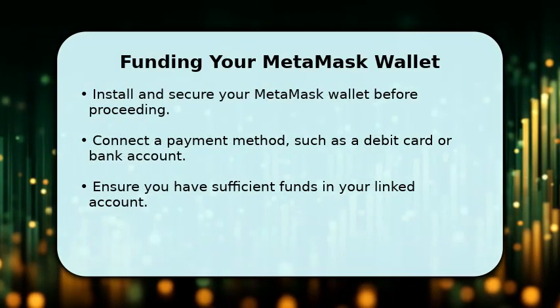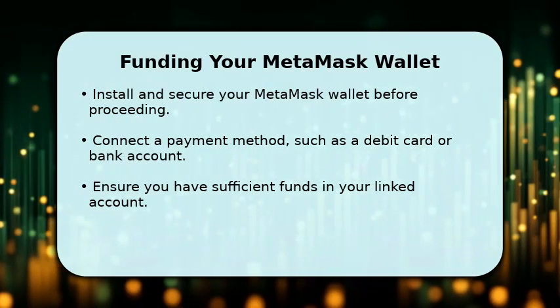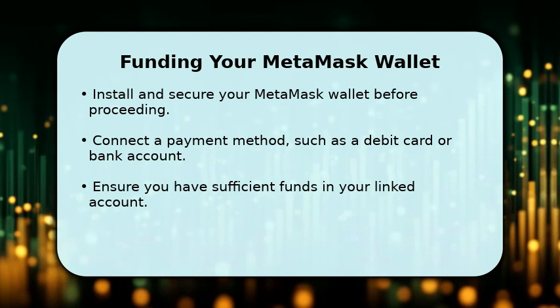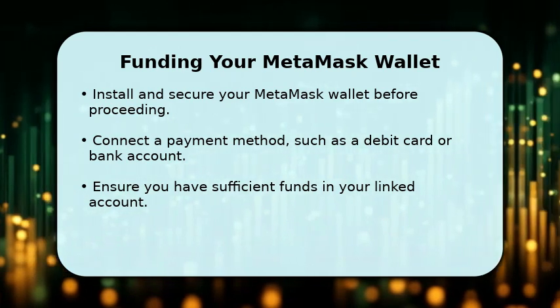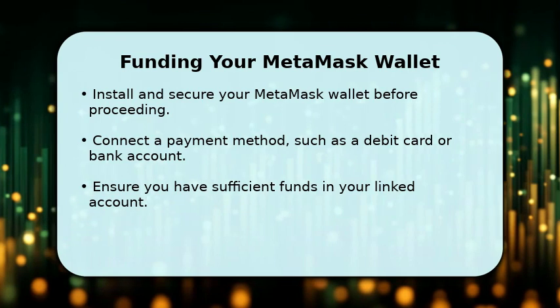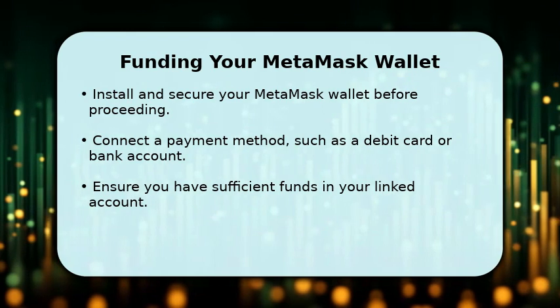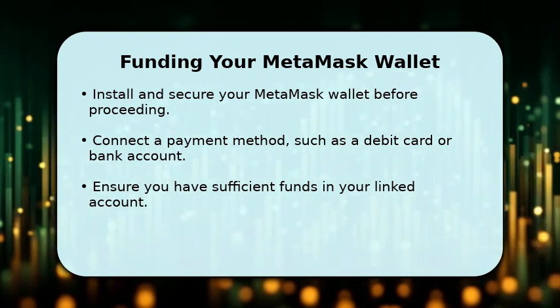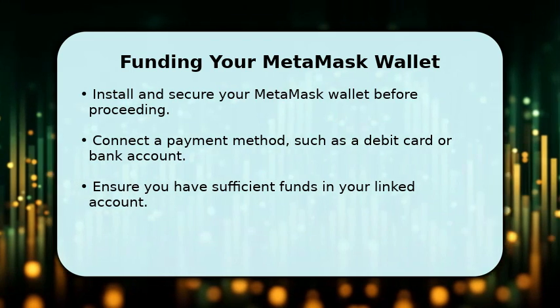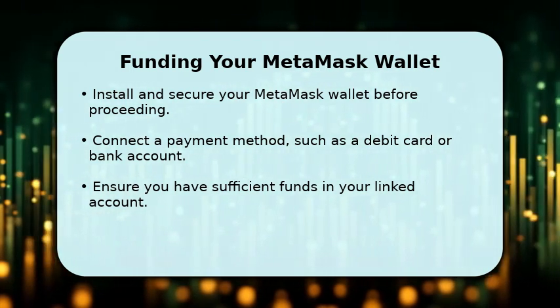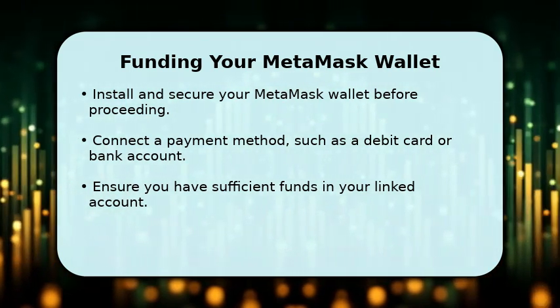To begin, open your MetaMask wallet and look for the Buy option. This feature typically allows you to purchase cryptocurrency directly using fiat currency. You'll be prompted to select a payment provider and link your preferred method, like a debit card or bank transfer. Always double-check the fees associated with each provider to make an informed decision.